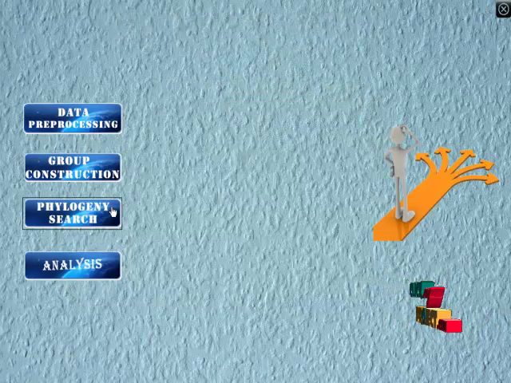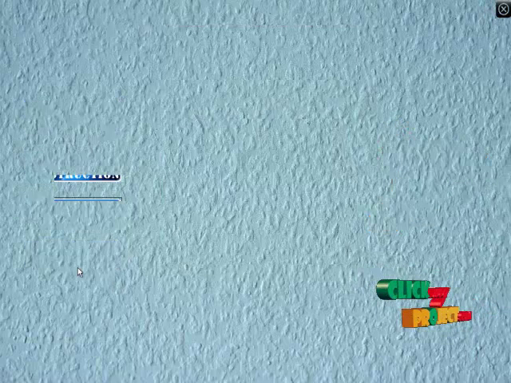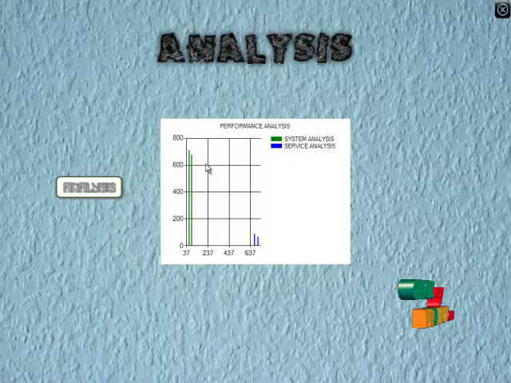Now the phylogeny search is completed, and after that we go to the analysis. In this analysis phase, we analyze the system analysis and service analysis. System analysis depends on the performance of the CPU. Now the analysis button is clicked. This is the performance analysis of our project. The green color shows the system analysis and the blue color shows the service analysis.